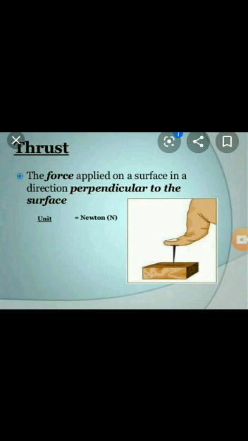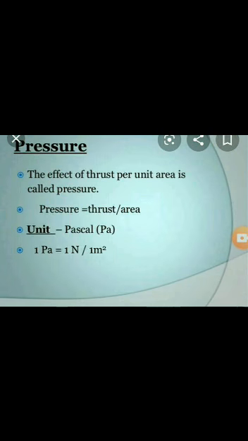Students, what is the SI unit of thrust force? The SI unit of thrust force is Newton. Okay students, next, pressure.